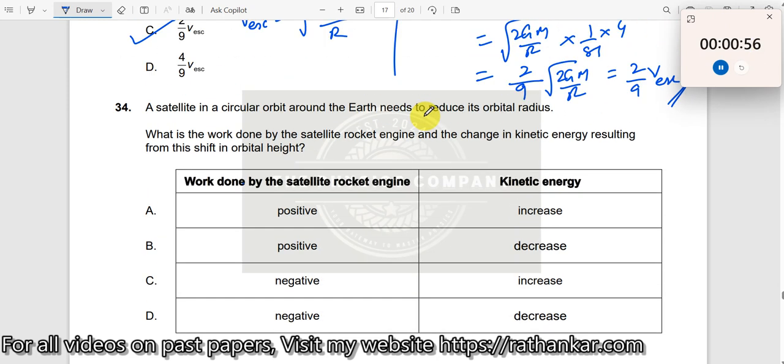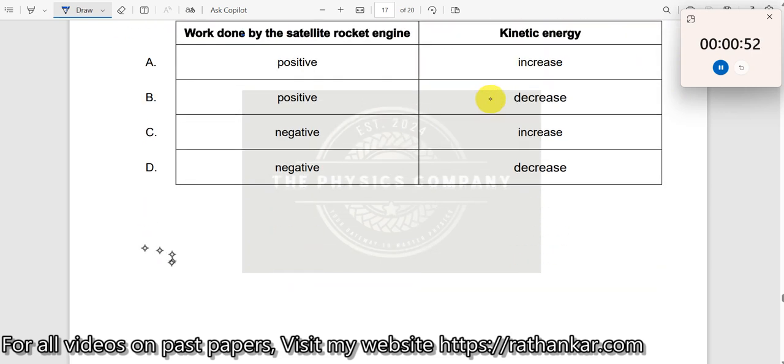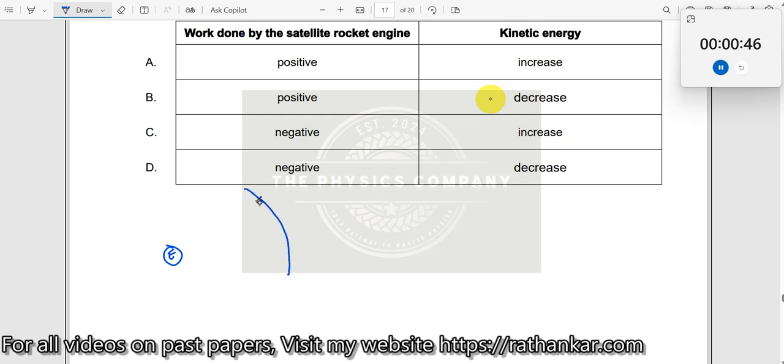Right. So it needs to reduce its orbital radius. It means what? So this is the Earth, and a satellite is now in this orbit, and it needs to reduce its orbit. It means there's a second orbit here. It needs to come from here to here. It has to come like this. Okay. Now what is the next question?